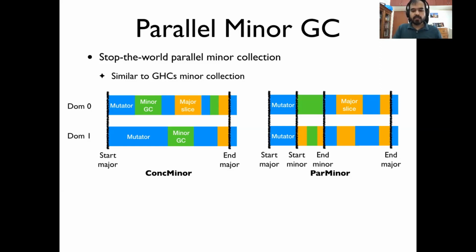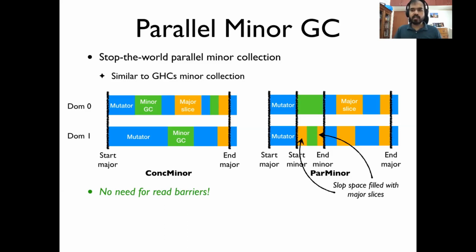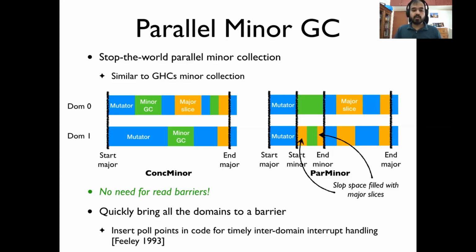In order to better utilize idle time, when a particular domain has completed its minor collection but is waiting for other domains to complete their minor collections, we fill the slop space in the barrier with major slices. The advantage of this design is that we don't need read barriers anymore, but our global barriers are quite frequent now. So we need to be able to quickly bring all of the domains to a stop. So we insert poll points in our code for timely interrupt handling. And this is based on Feeley's paper from 93.